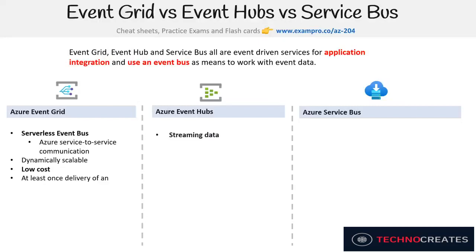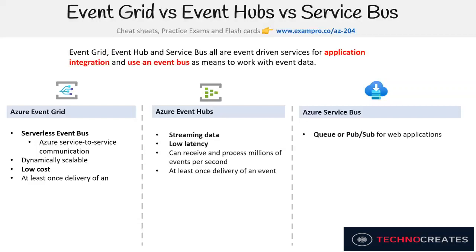For Event Hubs, this is streaming data, so we get low latency, and it can receive and process millions of events per second, with at least once delivery of an event. And streaming, because of the nature of it, is generally more expensive than traditional things like a queue or a pub sub for web applications, which is what Azure Service Bus is. So, reliable asynchronous message delivery that requires polling, and I guess pushing technically for pub sub.